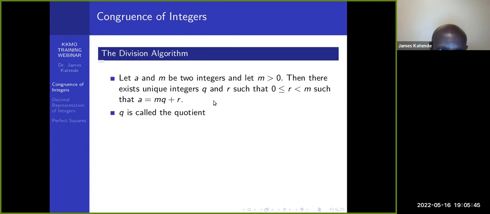The division algorithm says the following: if a and m are two integers and m is a positive integer, so we don't care what a is, but m must be positive, then there exist two unique integers q and r, such that 0 is less than or equal to r and strictly less than m, such that a is equal to mq plus r. So the key word here is unique.